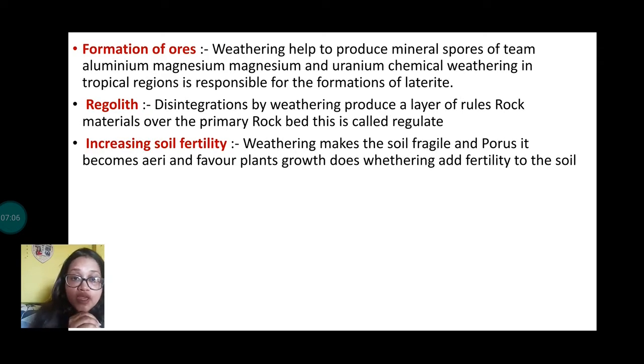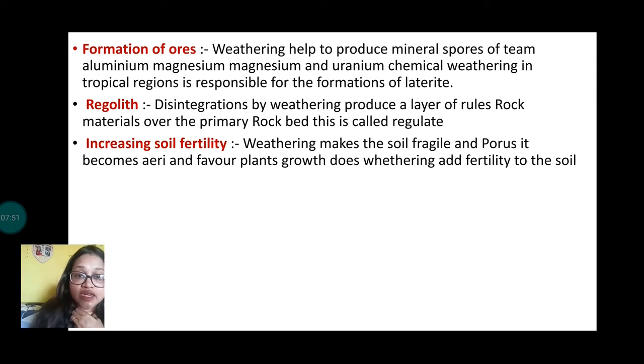Formation of ores: one rock is composed of so many types of minerals. These minerals, mainly raw minerals, are the ores, like aluminium, magnesium, and uranium. We can get all these minerals with the help of chemical weathering. Tropical and temperate regions are the main sources of these minerals and ores. Regolith, I already told you, is due to weathering, which means disintegration and decomposition of rock. The upper layer of the earth is known as the regolith.